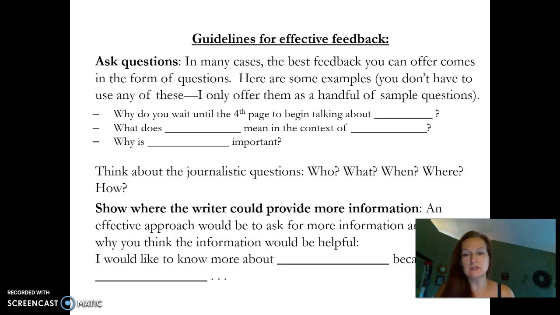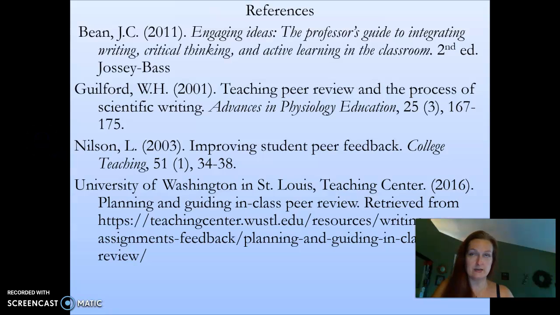And then I invite them to show where the writer could provide more information. An effective approach would be to ask for more info and to explain why you think the info would be helpful. So, I'd like to know more about blank because blank. So that's just one example. There are so many ways you can do this. That's just one little example that I came up with for one particular assignment.